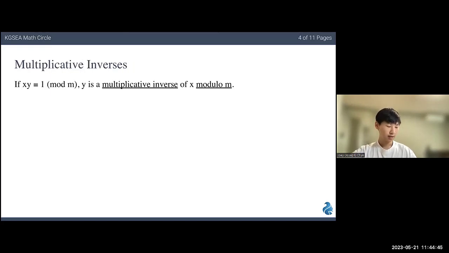And now let's find out about multiplicative inverses. It's a bit harder concept, so don't feel too discouraged if you find this difficult. So first, the definition. If xy is congruent to 1 modulo m, then y is a multiplicative inverse of x modulo m. This means that by multiplying a multiplicative inverse on both sides in a modular equation, you can simplify one side by making the coefficient into 1.